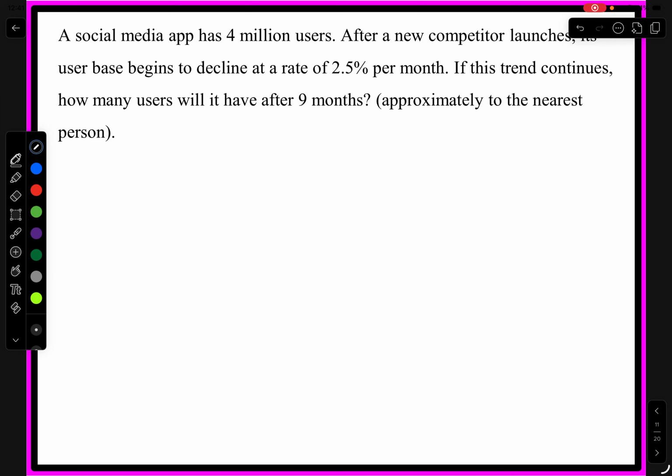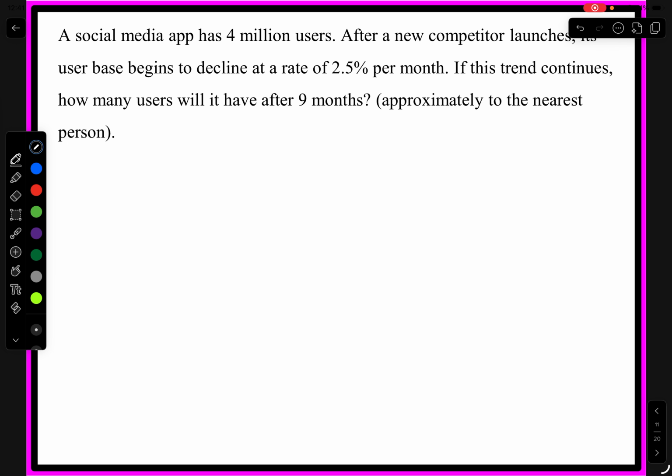A social media app has 4 million users, and now after a new competitor launches their app, the user base begins to decline at a rate of 2.5% per month. If this trend continues, how many users will it have after 9 months? So how many users will this social media app have after 9 months? And we're going to approximate to the nearest person.